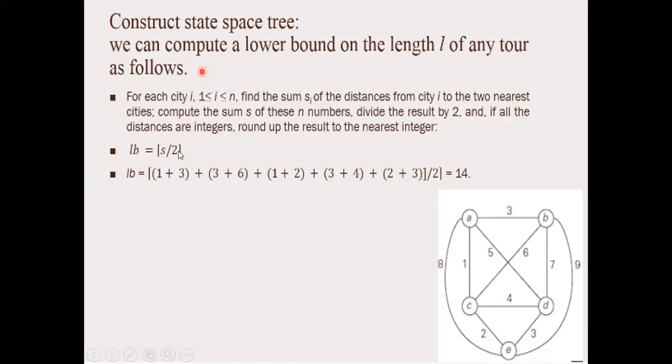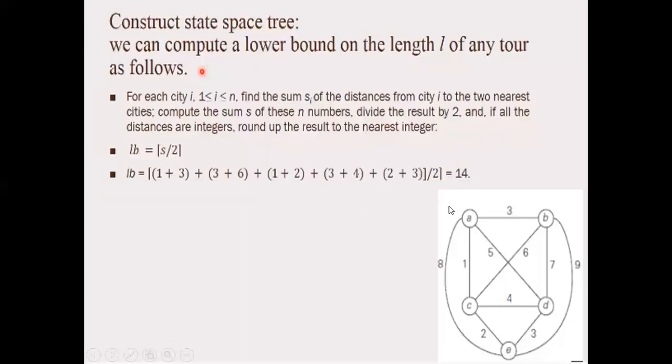Is this clear? So S is nothing but the sum of n numbers. N is nothing but the number of cities. Why are we dividing by 2? Because we are considering only the two smallest paths here. So we will take an example and try to get the lower bound here.